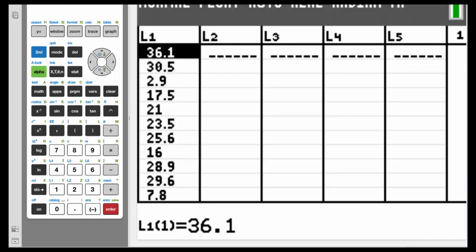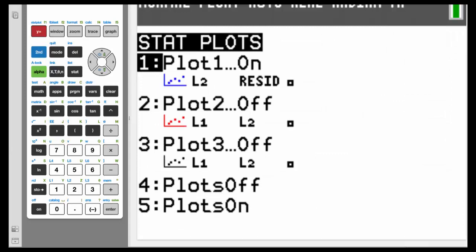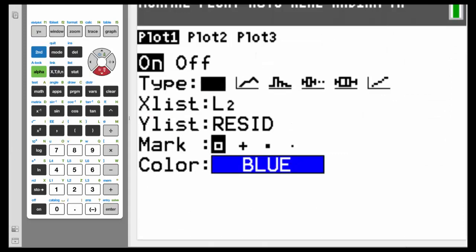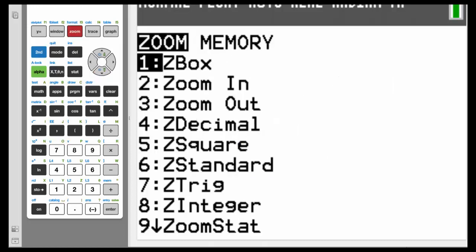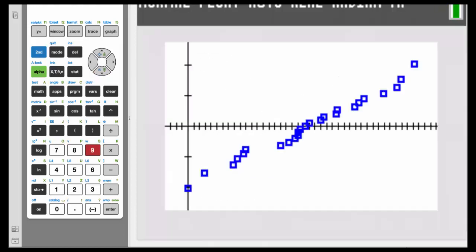You can see I put the data values in for L1. Once you put the data values in, hit second and y equals. We'll go to plot 1 and it's turned on. Go to the type. For me, it'll be on the far right side. Highlight that picture, hit enter. The data set for me is going to be L1, so I'm going to hit second 1. Data axis is X. The mark is fine. We'll do blue. Once all of that is done, hit the zoom button and then hit 9, zoom stat. And there's your normal probability plot.